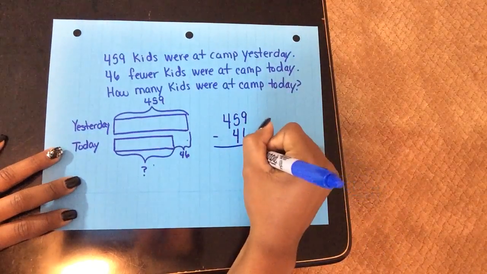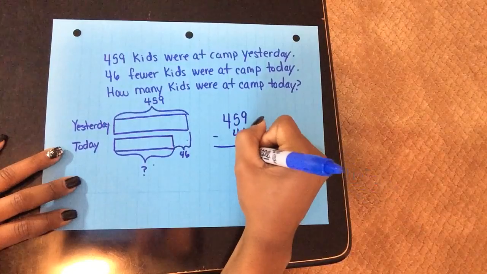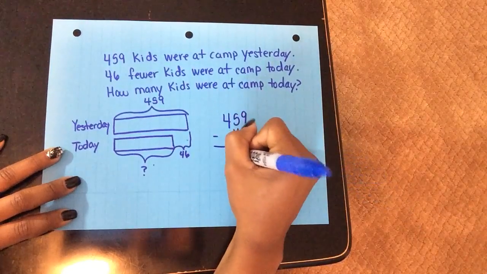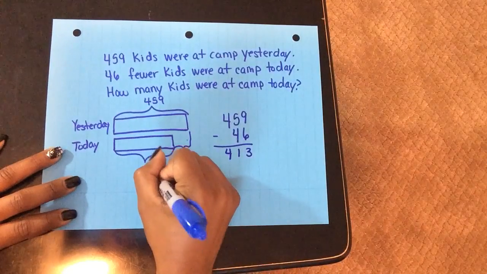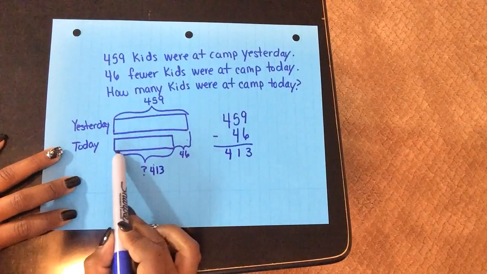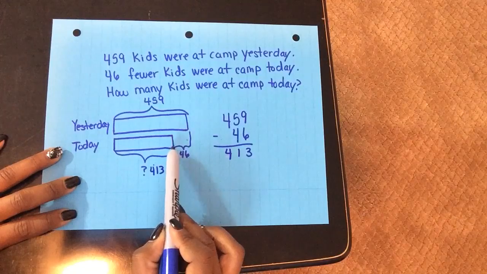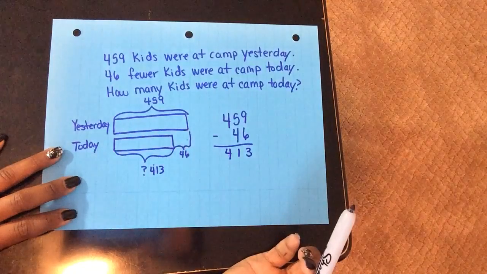9 minus 6 is 3. 5 minus 4 is 1. 4 minus 0 is 4. So there were 413 kids at camp today. And then you can see that 413 is slightly smaller than 459.